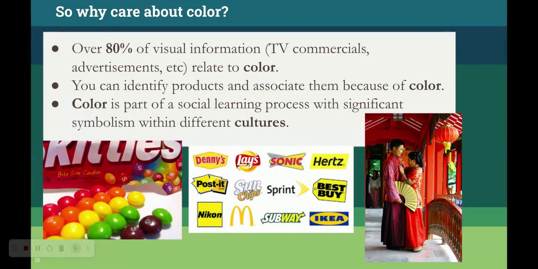So why care about color? Over 80% of visual information that we see, such as TV commercials, advertisements, apps, they relate to color. You can identify different products and you associate them because of color. Color is also part of a social learning process with significant symbolism within different cultures. So we understand, right? Taste the Rainbow, Skittles candy. These brands use a lot of yellow. And in Asian cultures, red has a different significance than it does in American culture.